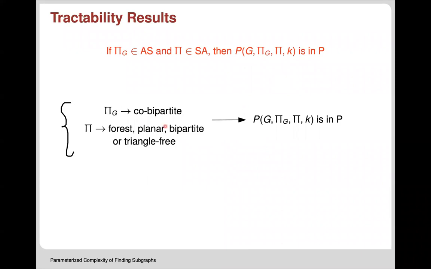Some of the graph classes covered by this meta theorem are when your Π_G is co-bipartite and your Π is either a forest, a planar graph, bipartite, or triangle free.